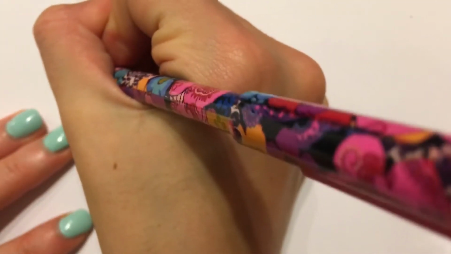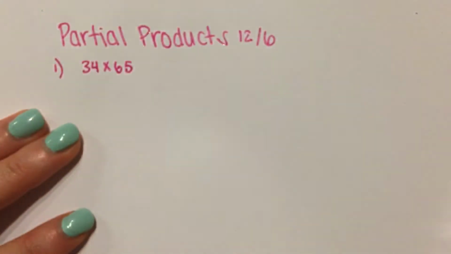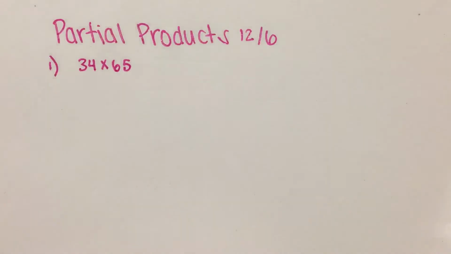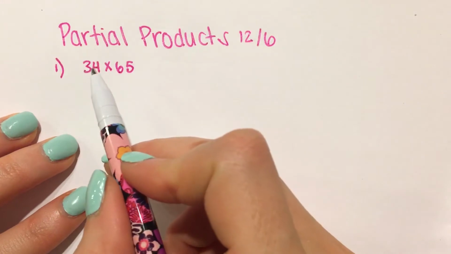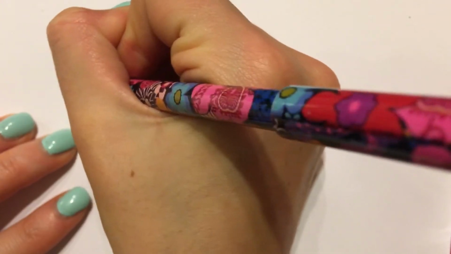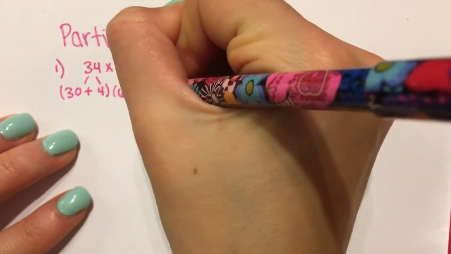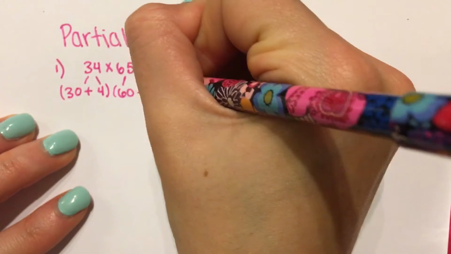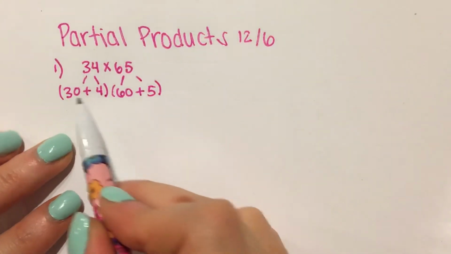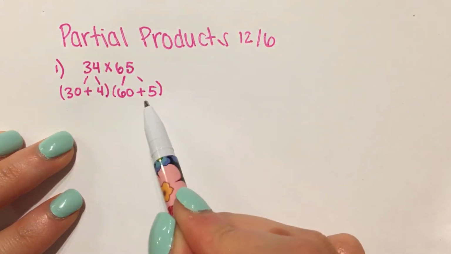Number one is going to be 34 times 65. So again, like what I did with my area models, I'm going to want to decompose this. So instead of 34, I'm going to have 30 and 4. And instead of 65, I'm going to have 60 and 5. So these are my 4 pieces. I'm just writing these out to decompose them to show you what my 4 pieces are.